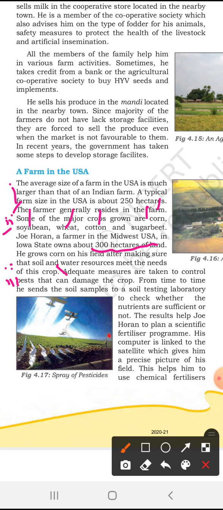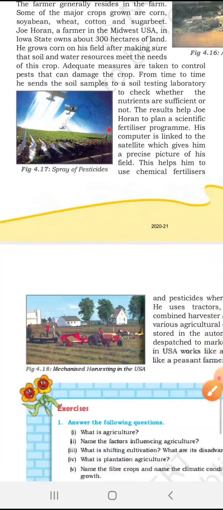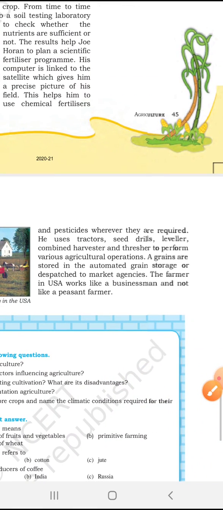From time to time, he sends the soil samples to a soil testing laboratory to check whether the nutrients are sufficient or not. The results help Joe Heron to plan a scientific fertilizer program. His computer is linked to the satellite, which gives him a precise picture of his field. This helps him to use chemical fertilizers and pesticides wherever they are required.